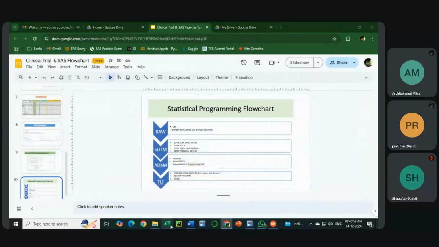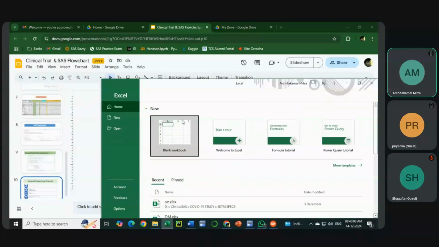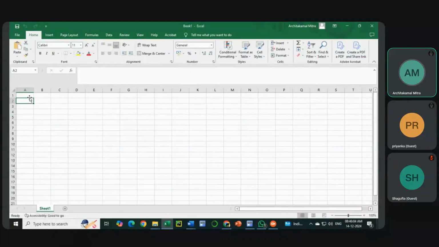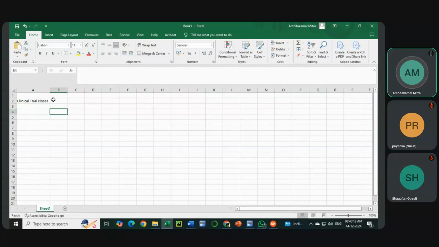So what exactly happens is, the clinical trial closes. The study is locked, the study ends. Now this is a situation where we start with the clinical SAS coding.